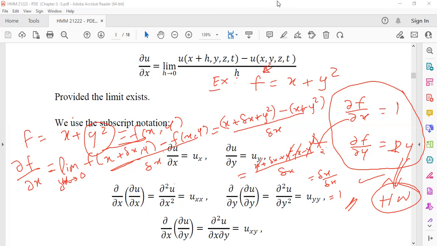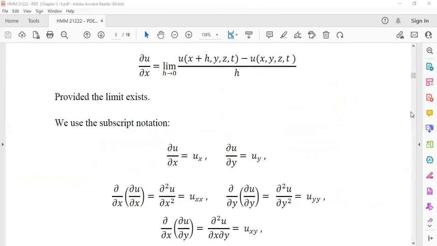Erase the things. Okay, so I'll give you one or two exercises for you to try. You can use the definition to try these questions. So exercise number 1: can you try f(x, y)? Sometimes they will give you f(x, y), sometimes they just give you f. So you have to know how to find out the independent variables.